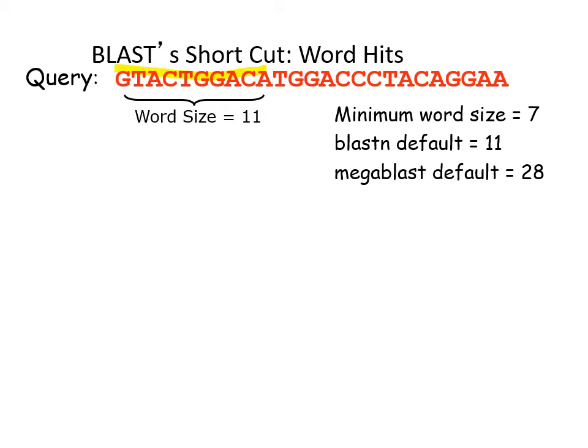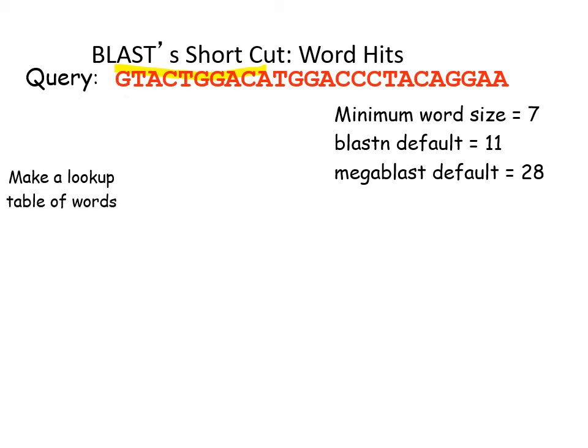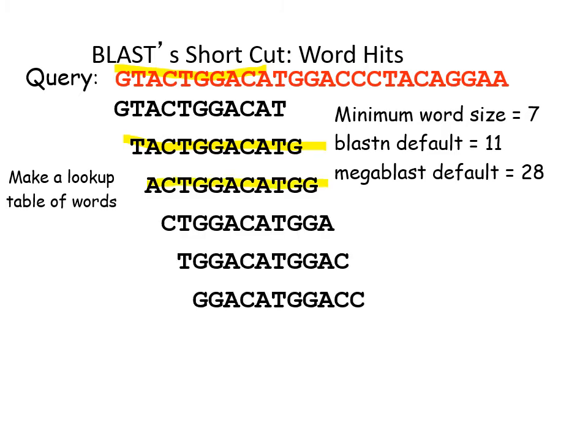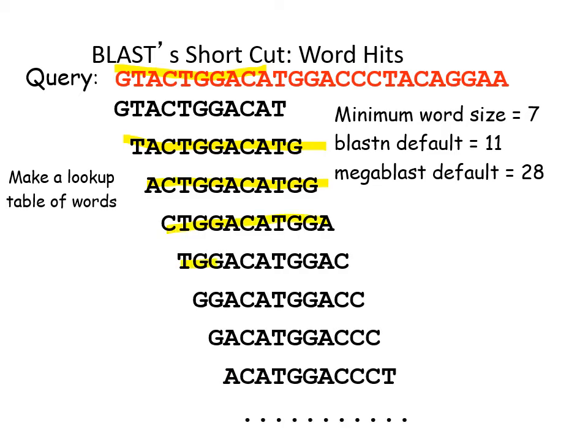And they'll start with the first 11, then they'll move down a base and do the second 11, move down a base, make this into a word, make this into a word, make this into a word, etc. So that the entire sequence is broken into these 11-letter words. That's called a lookup table, or a LUT for short.